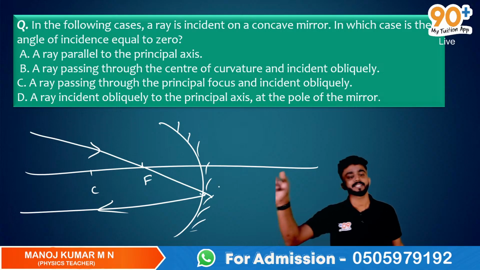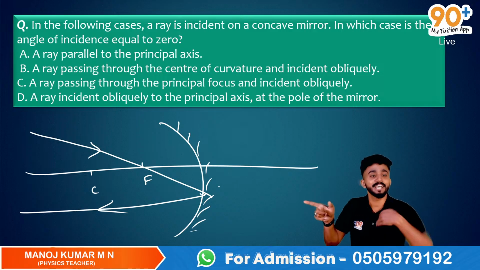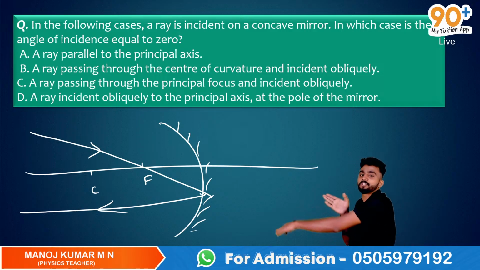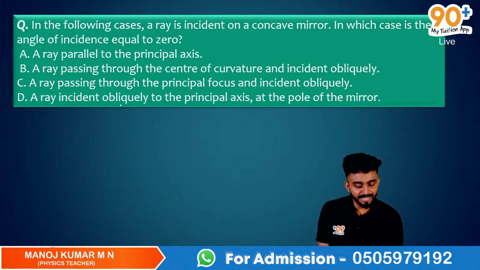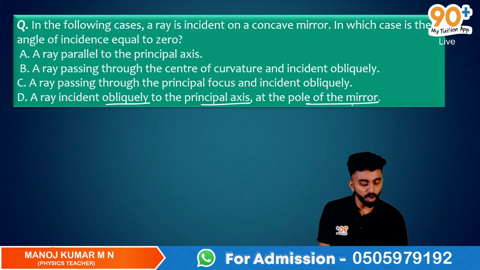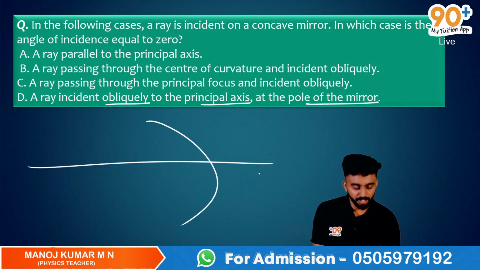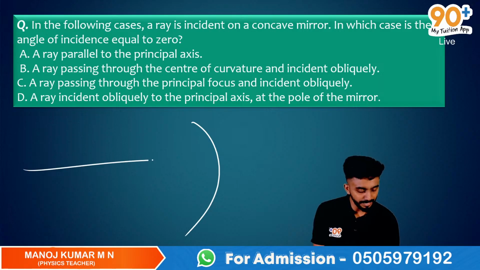Because the incident ray, if it's passing through the principal focus, after reflection will pass parallel to the principal axis. So this option we can't take. And the last one, a ray incident obliquely to the principal axis at the pole of the mirror. So if I'm considering a concave mirror, I guess.